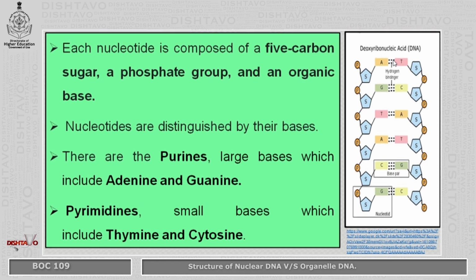The two strands made up of nucleotides are linked together by hydrogen bonds between the nitrogenous bases. There are purines, which are larger bases, which include adenine and guanine, and pyrimidines, which are smaller bases, which include thymine and cytosine. All the nitrogenous bases are linked by hydrogen bonds, but the number of bonds differs. You can see 2 bonds here and 3 bonds here.